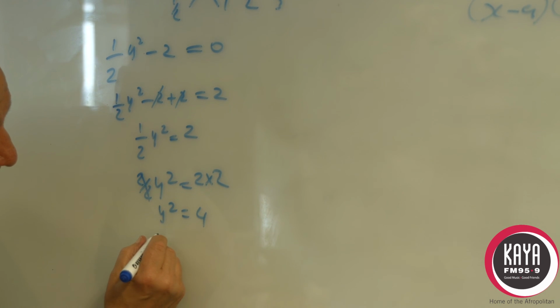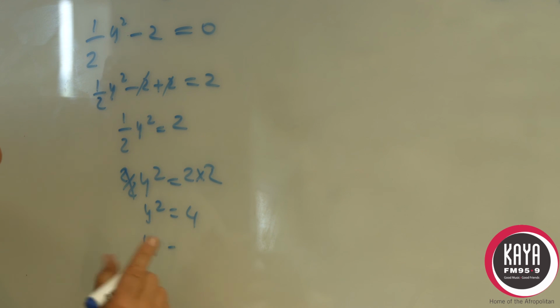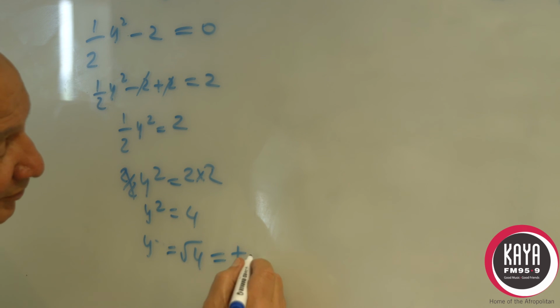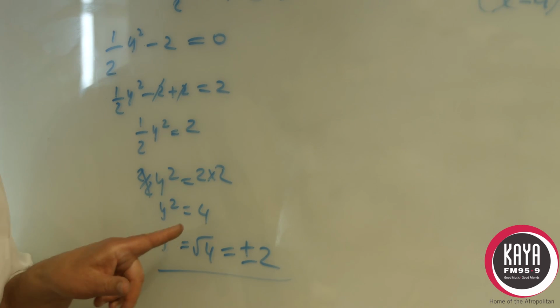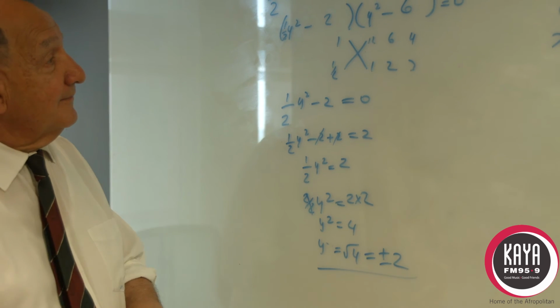And the solution here is that y squared, we take the square root of both sides, y is the square root of 4, which is equal to plus or minus 2. Very important to remember that when you've taken the square root, you'll end up with a plus and a minus.